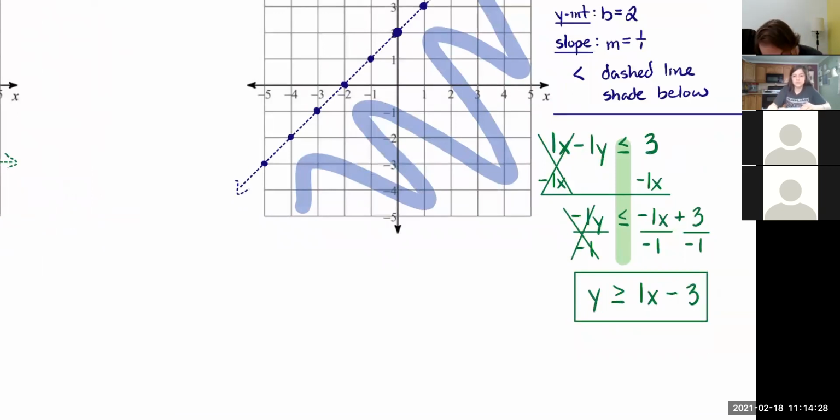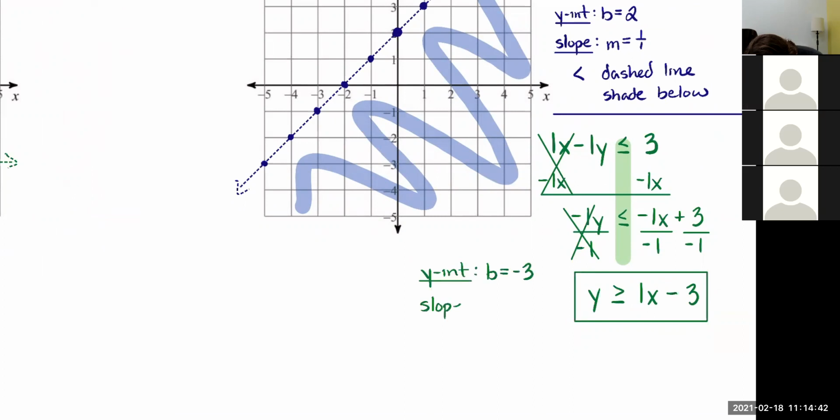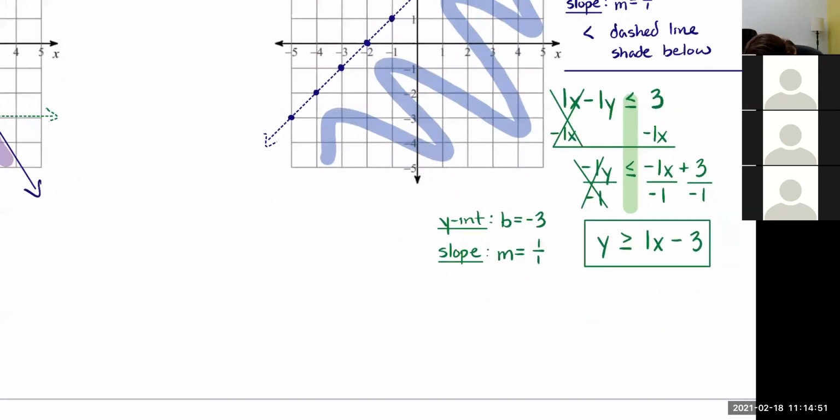In slope-intercept form, we can start writing out that information we need. I'm going to do it here to the left. So my y-intercept is going to be a negative 3. My slope is going to be a positive 1, which I'm going to write as 1 over 1. And then the inequality symbol is going to tell me that I need a solid line and I need to shade above.